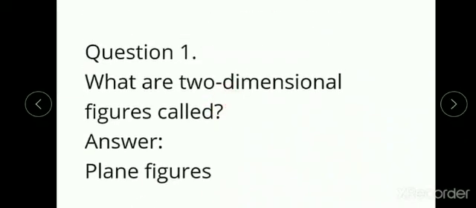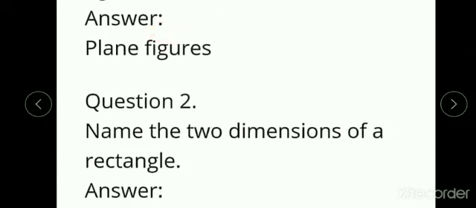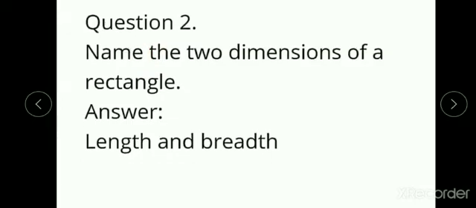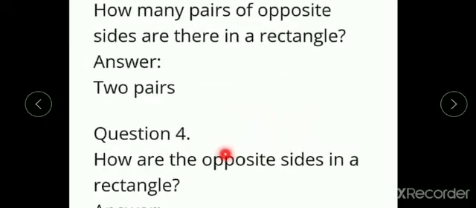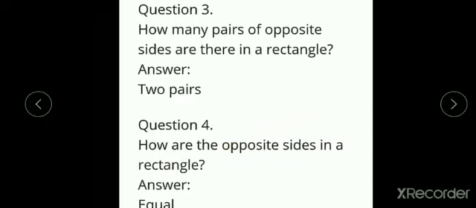Question 1. What are two-dimensional figures called? The two-dimensional figures are called plane figures. Name the two dimensions of a rectangle. The two dimensions of a rectangle are length and breadth. How many pairs of opposite sides are there in a rectangle? There are two pairs of opposite sides in a rectangle, that is 2 length and 2 breadth.